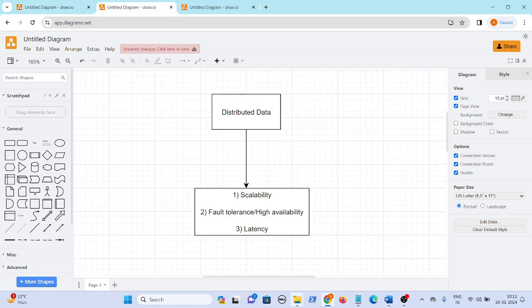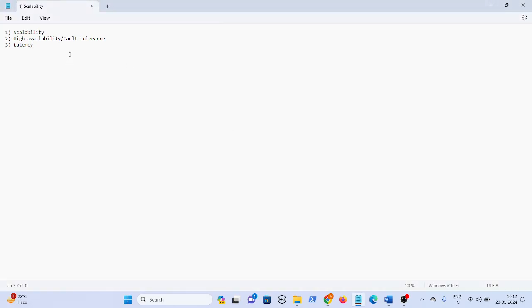Now, to solve these three problems, we have two solutions for using a distributed database. One is vertical scaling or scaling up, and the other one is horizontal scaling or scaling out. So these are the two ways of distributing our data. Even in vertical scaling, you have two more architectures: one is shared memory architecture, and the other one is shared disk architecture.